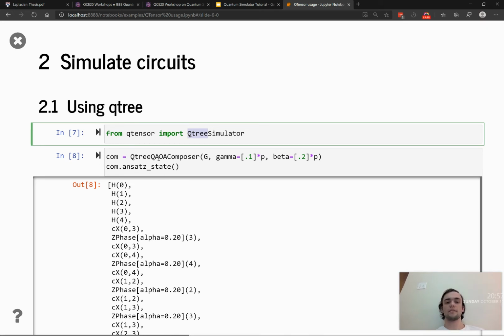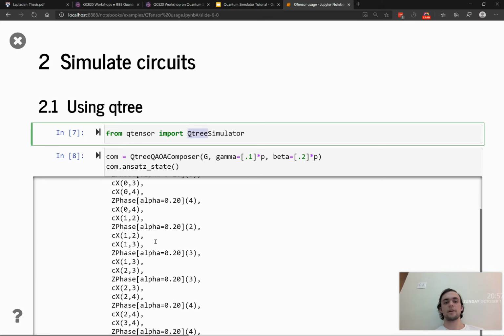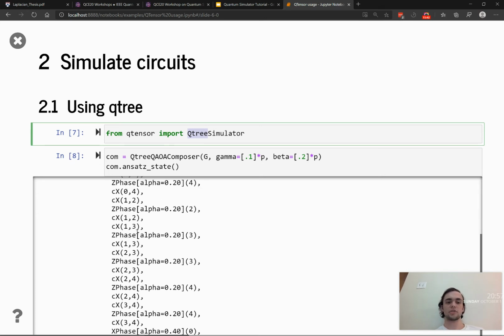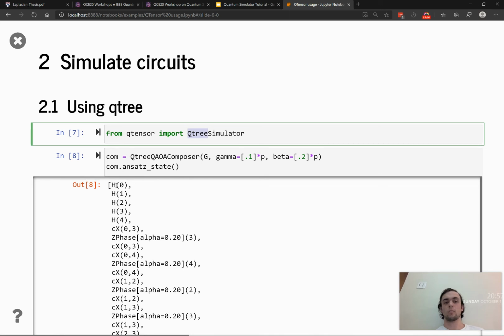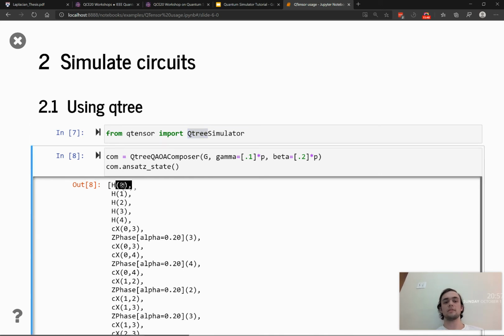Let's see how that state looks in Q3. Well, it's not a very special object. It's just a list of gates with the qubit that is inside the gate, the qubit that it applies to.